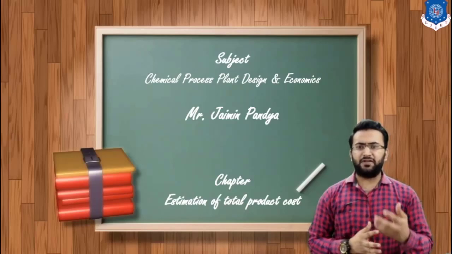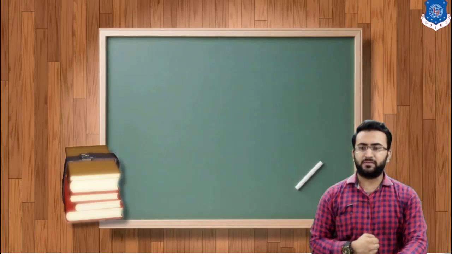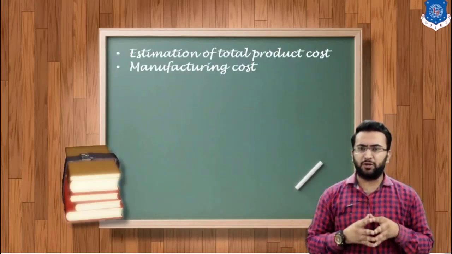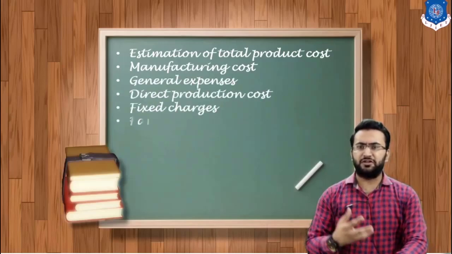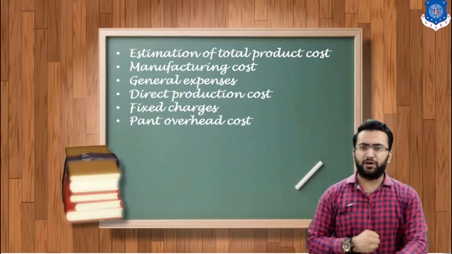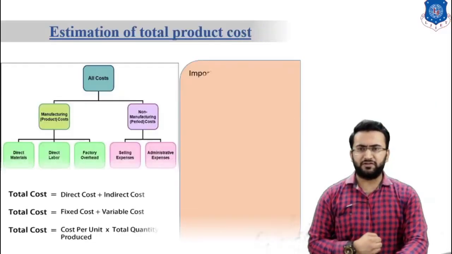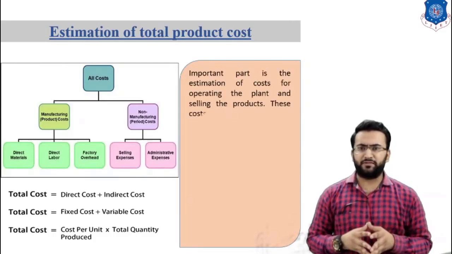So let's start with a new chapter, which is the estimation of total product cost. In this lecture, we'll talk about the estimation of total product cost. Then we'll talk about the manufacturing cost, general expenses, direct production cost, fixed charge, and plant overhead cost. So let's start with estimation of total product cost.